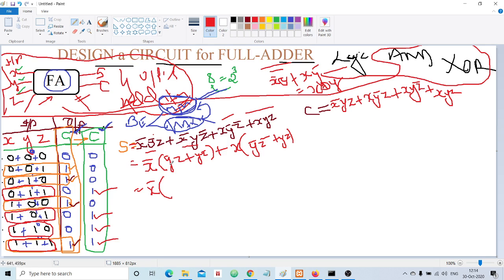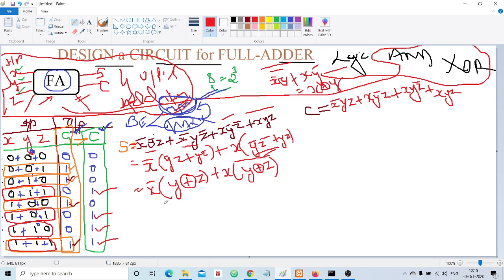In this case, y bar z plus y z bar can be written as y exclusive or z. This is the symbol to represent XOR. Clear? Plus x into. Again, there is a theorem or formula: y bar z bar plus y z can be written as y exclusive or z, whole bar.